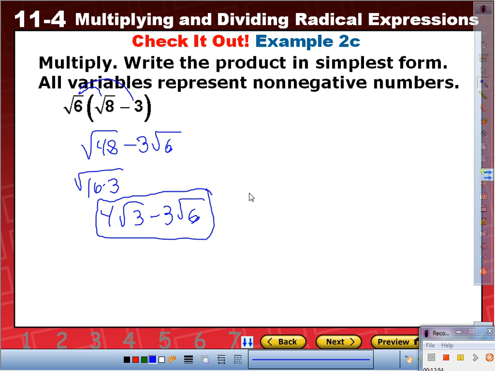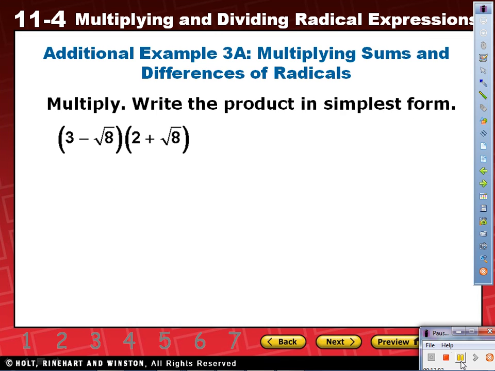Okay, so we're done with the easy stuff. Let's move on to some fun stuff. Here we go. Copy this. Example 3a says multiply, parentheses, 3 minus square root of 8, close parentheses, open parentheses, 2 plus square root of 8, close parentheses. Okay? So check this out.